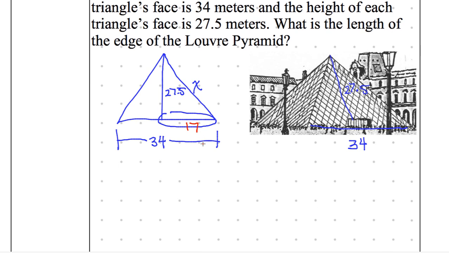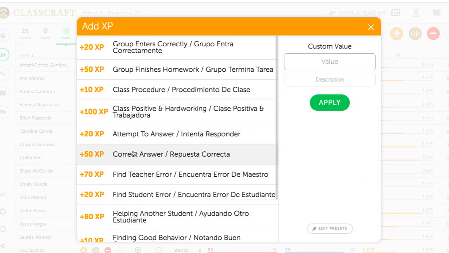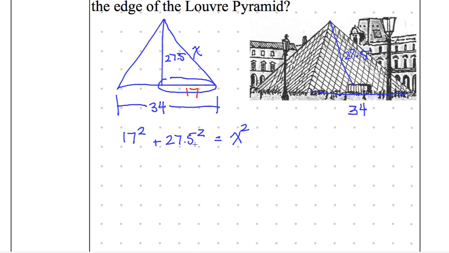Okay. All right, who can set up this problem for me? Beverly, go. 17 squared plus 27.5 squared equals x squared. There it is. Thank you, Beverly. You get an additional 50 XP. All right, I need people to help me with a calculator. Ellery, help me out. 17 squared is 289, and 27.5 squared is 756.25. Thank you, Ellery.